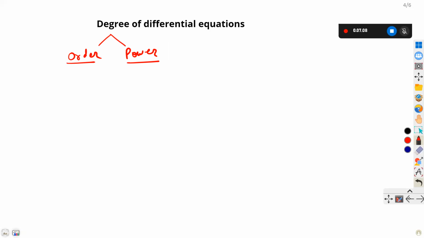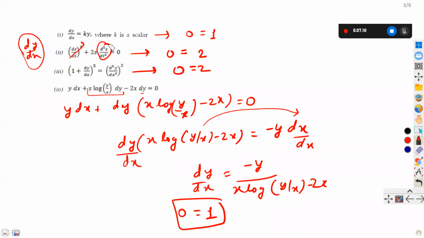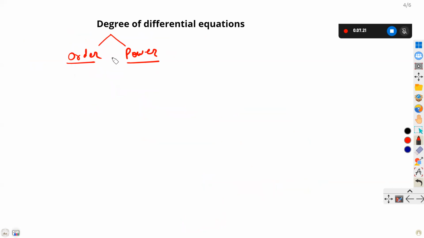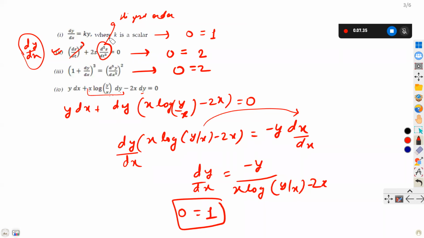Like in the previous example, in the second example you can see we looked at d2s by dt2 because this was the highest order. So when we are looking for degree also, we will go with the derivative which has the highest order. And next we will look at what power it has. So let's take the same questions which we used to determine the order, and now calculate the degree also.